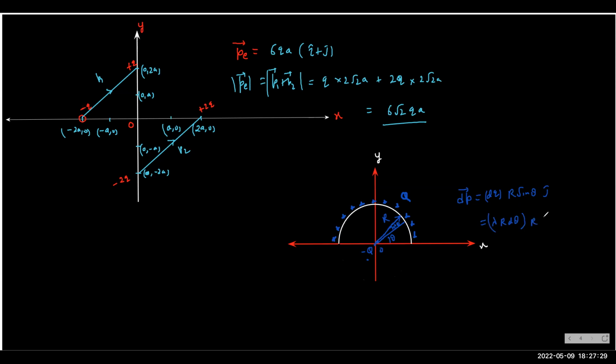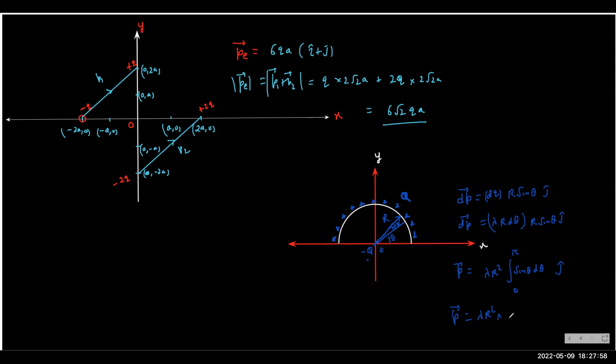Correct? Yes, sir. So now we can integrate, right? Yes, sir. Lambda r square sin theta d theta into j cap. And theta will go from 0 to pi. Okay. So this turns out to be how much? 2, no? Sin will give 2.